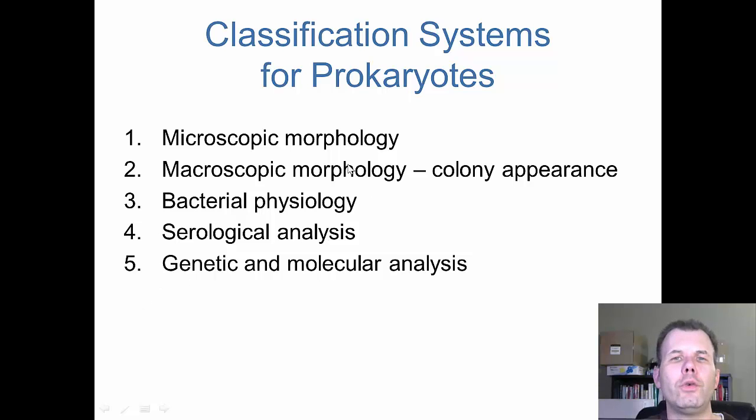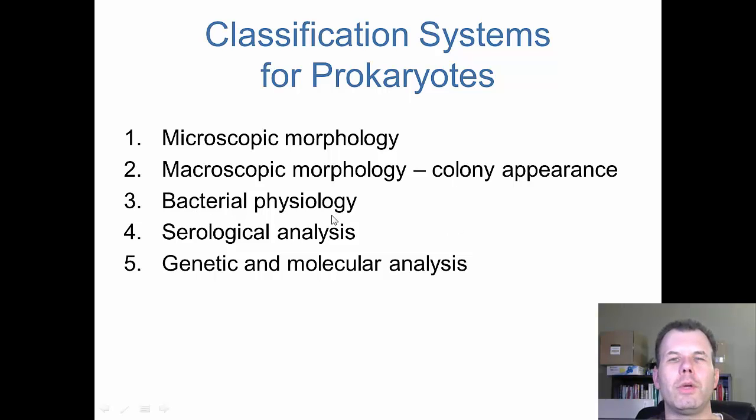Okay, so we do classify microorganisms, and this is what you guys are going to be doing, especially when we get to the unknown project at the end of the semester. You're going to be looking at them under the microscope, so obviously one of the keys is microscopy, or microscopic morphology. Then you're also going to look at macroscopic features. We're going to talk about colony appearance. So next week when we do some of the staining, we're also going to be looking at colony formation, and what they look like on a plate.